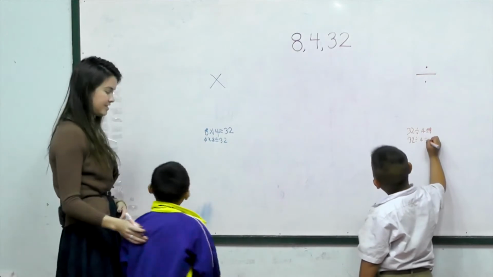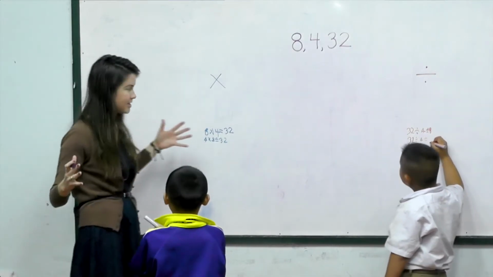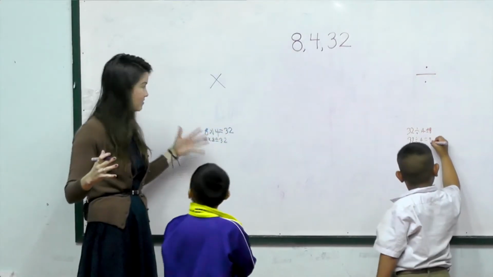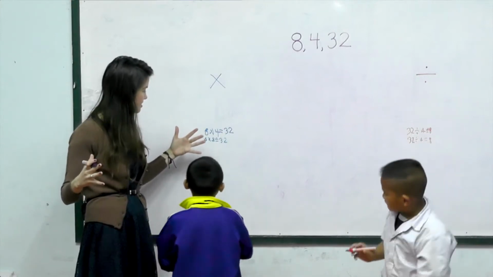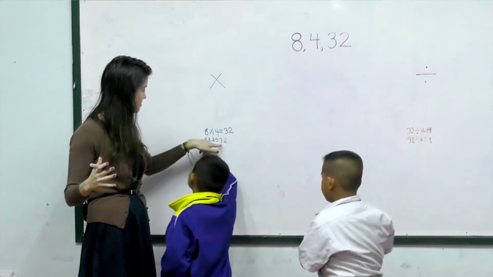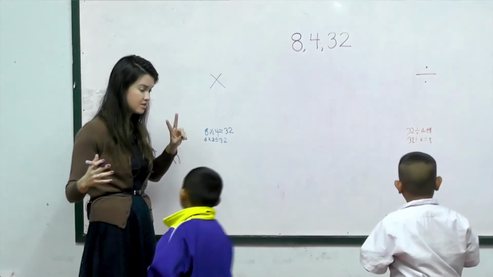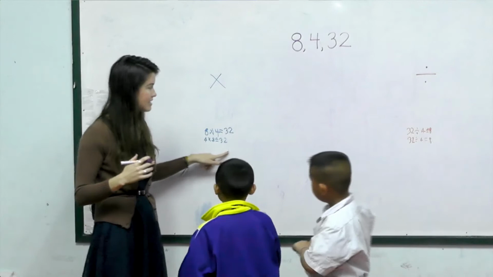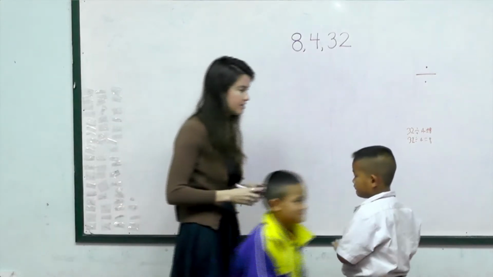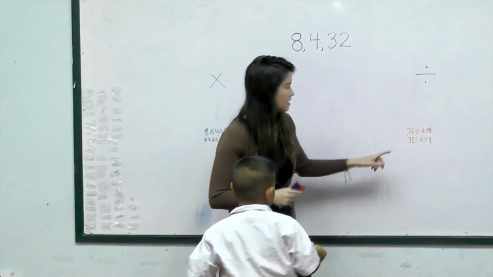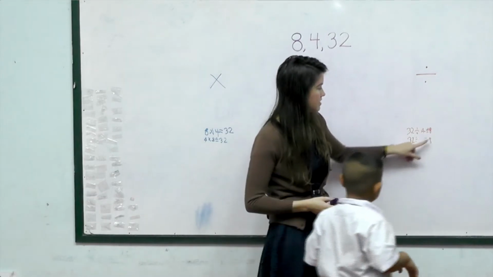All right, finished? Okay. What's our biggest number? 32. Biggest number is last. Good job, bud. Okay, go over there. Come over here, friend. We need to switch these.